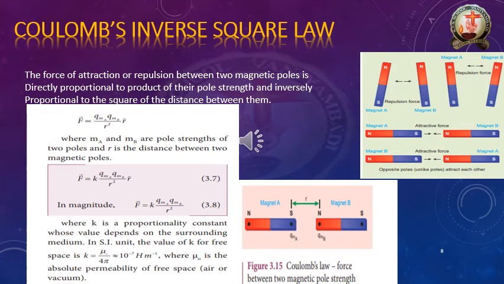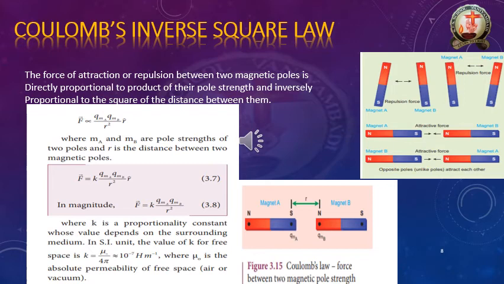And it is inversely proportional to the square of the distance between them. Inversely proportional means we know already 1 by r square. Correct? 1 by r square. So F bar is directly proportional to QMA QMB by R square. This is the expression of Coulomb's inverse square law.